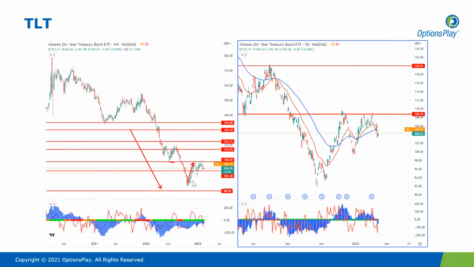So still forming lower highs, lower lows on the weekly time frame. Daily time frame, though, it is actually forming higher lows. And for me, that indicates that we may not see a revisit to 92.50 anytime soon, now that we know where interest rates are heading, roughly just above 5% or so. We know that TLT will remain somewhat more neutral until we hear any news about when the Fed will start to initiate interest rate cuts.